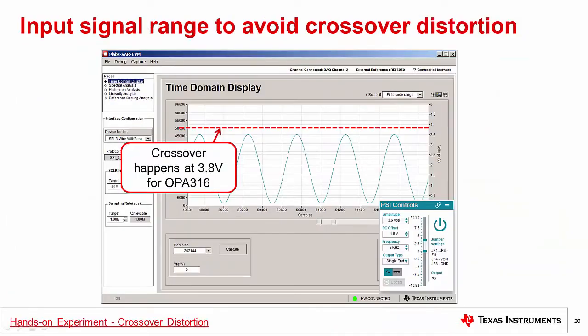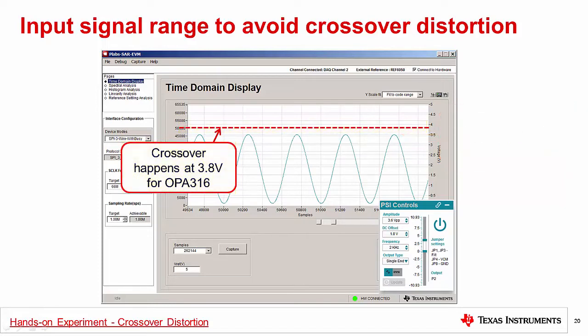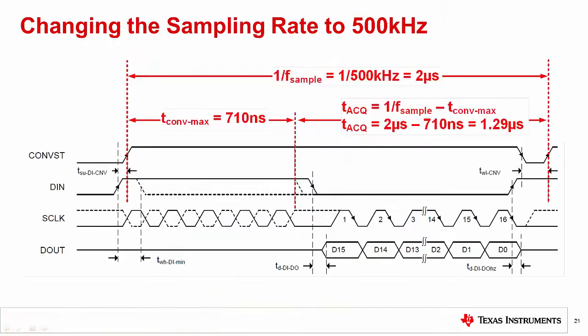If you switch to the time domain display, you can see that the maximum voltage of the input signal is 3.5 volts. The input signal amplitude was selected to avoid the crossover distortion region, which is at 3.8 volts. Thus, any AC performance limitations we are seeing is not from crossover distortion. If you aren't familiar with crossover distortion, please watch the crossover distortion experiment given in the link below.